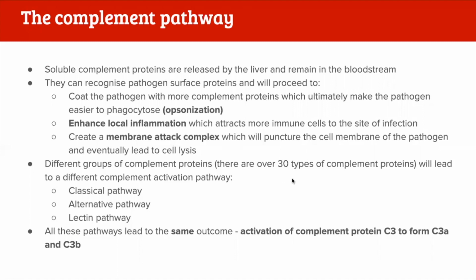You have different groups of complement proteins. There are over 30 types of complement proteins, and different groups lead to different complement activation pathways. You either have the classical pathway, the alternative pathway, or the lectin pathway. All you need to know is that all of these pathways lead to the same outcome, which is the activation of complement protein C3 to form C3a and C3b.